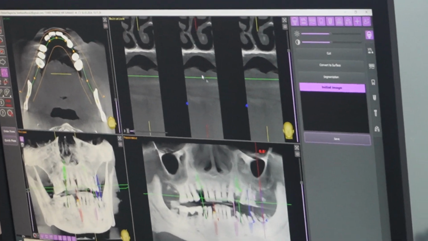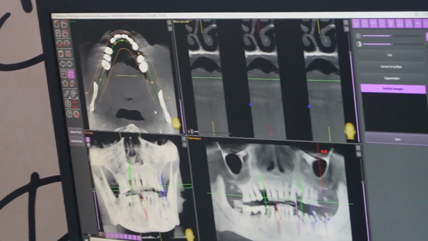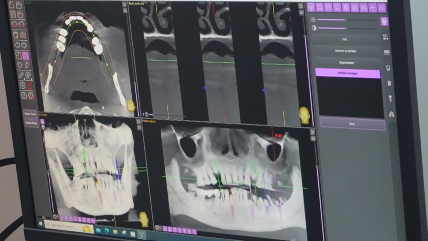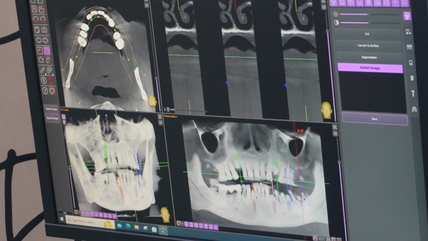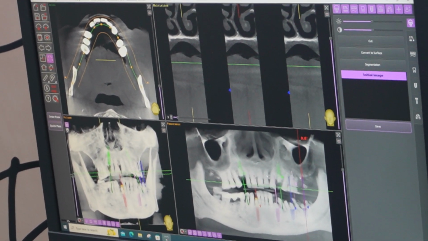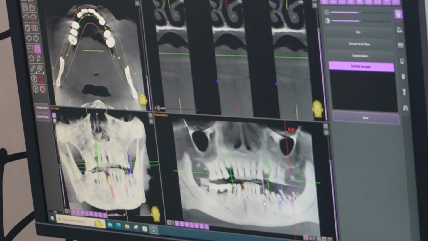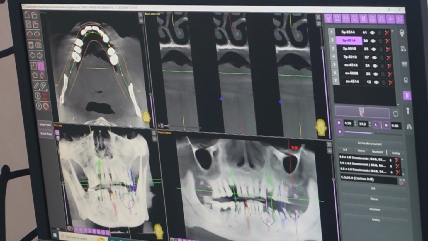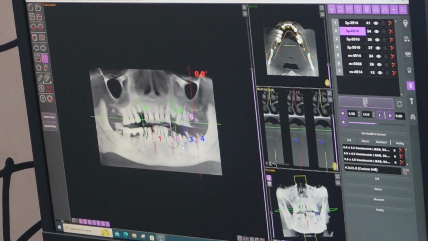So this is what digital planning looks like. This is software where CBCT raw images, called DICOM images, are fed, and this gives me all the information in panoramic view, in 3D view, in cross sections. So whenever I want to place the implant, I go here and place a virtual implant.